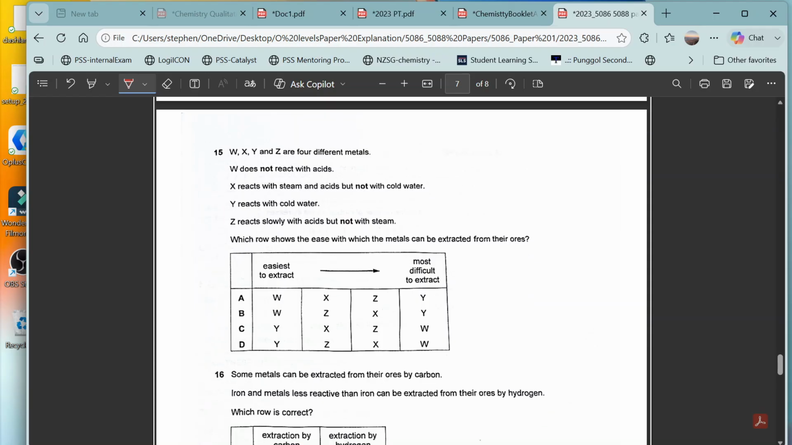Okay, W X Y. This is the metal reactivity series. Quite straightforward. So let's do something. Does not react with acid at all. I think if acid cannot even react with the metal, it is highly unreactive.